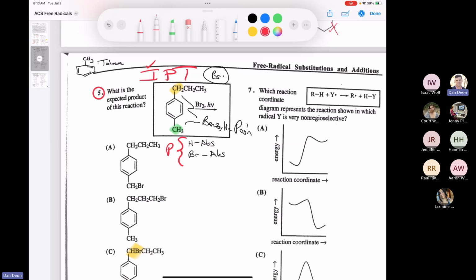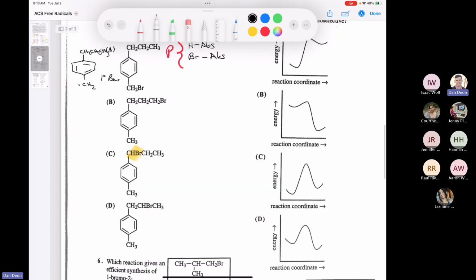If I was to abstract a hydrogen from the green position, I would have a primary radical. So if I was to do this one here, I would end up with a primary benzylic radical. So I'd have this, and then I'd have my propyl group up here. So this is primary benzylic, whereas if I abstracted it to make C, then I'd end up with something that is secondary benzylic. So here's my methyl group, then there's my radical, CH2, CH3. This one is secondary benzylic.